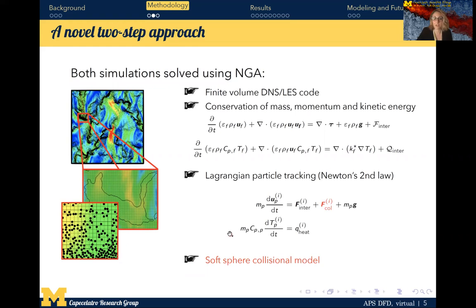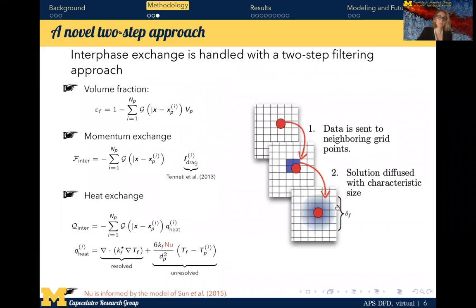Particles are tracked in a Lagrangian manner using Newton's second law, where the right-hand side of the momentum equation includes an interphase force, a force of collision, which is modeled using a soft sphere collisional model, and then the body force. Interphase exchange is handled using a two-step filtering approach, where data is sent from particles to neighboring grid points, and then this solution is diffused with a characteristic size delta F. Here in the heat exchange term, we use the Sun model to inform the Nusselt number correlation.